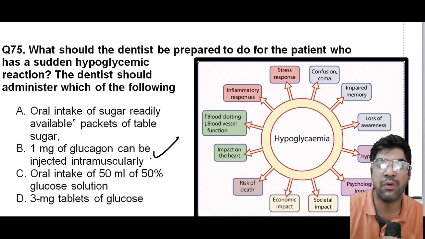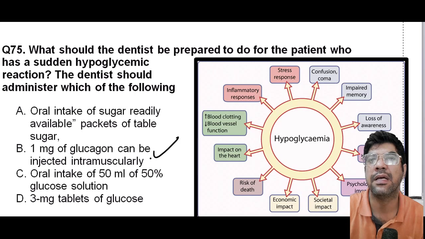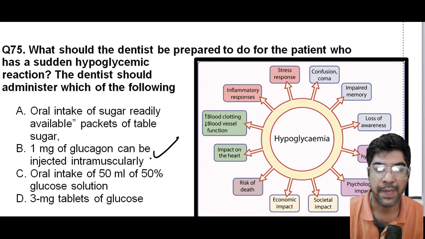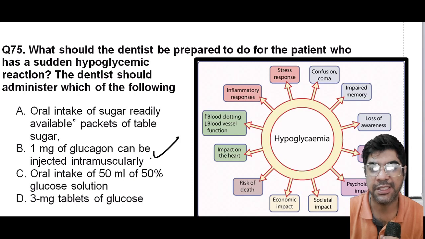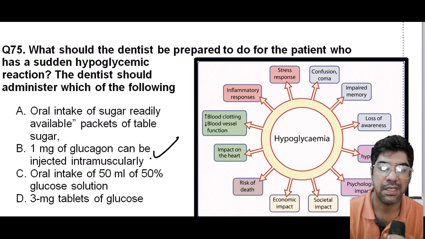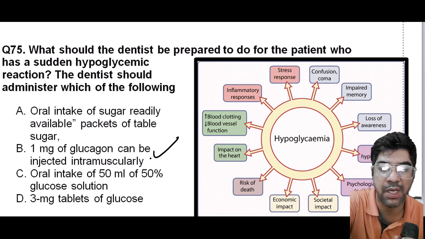1 milligram of glucagon can be injected IM or by rapid intravenous infusion. The glucagon injection should restore the patient to the conscious state within 15 minutes. Then some form of oral sugar can be given.